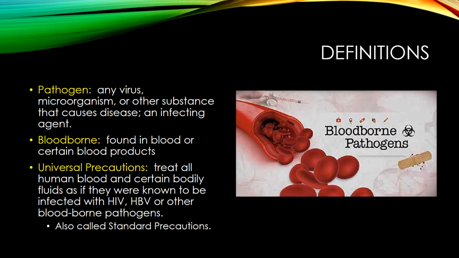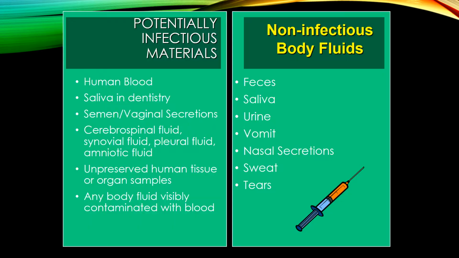So some definitions before we get started. A pathogen is any virus or microorganism or other substance that causes disease. It's basically an infecting agent. So it could be a virus, could be bacteria as well. A bloodborne pathogen is found in the blood or certain blood products. And then the way we typically try to prevent the exposure to these bloodborne pathogens is to treat everything, whether it's blood or other bodily fluids, as if they were known to be infected by some bloodborne pathogen. Sometimes these are also called standard precautions, but predominantly universal precautions.